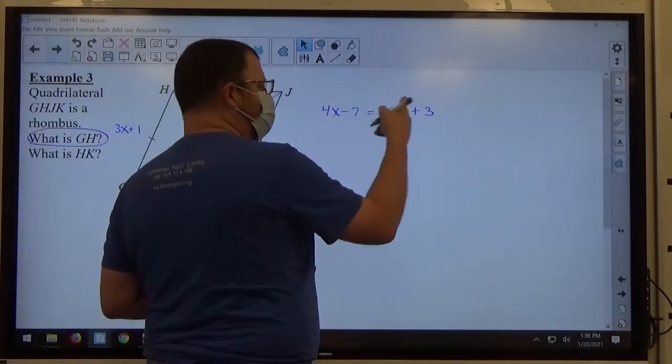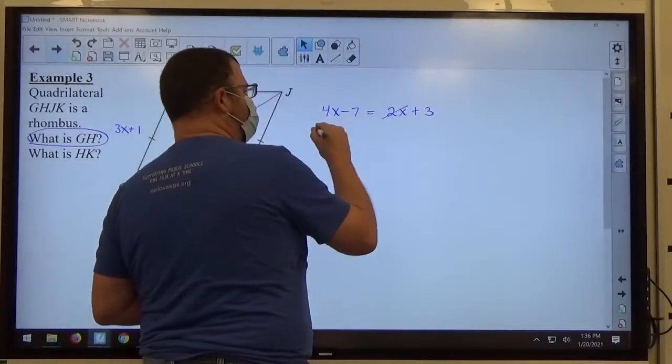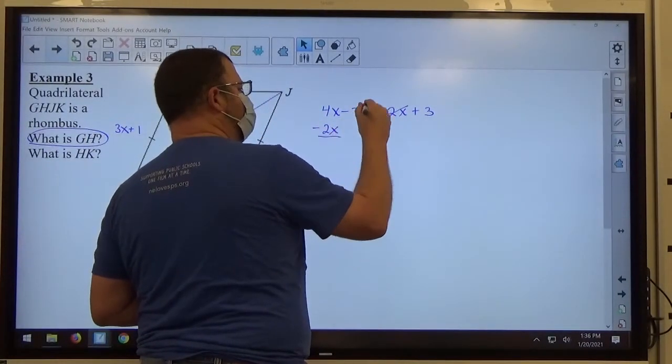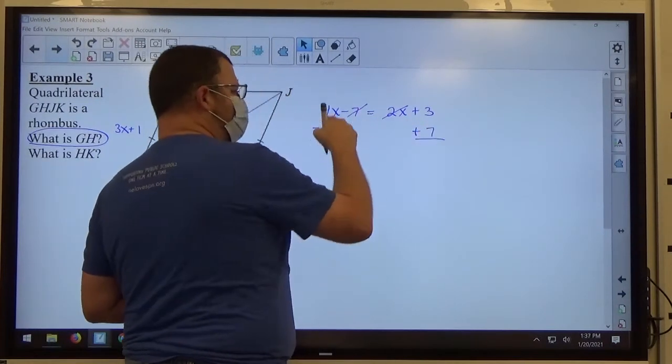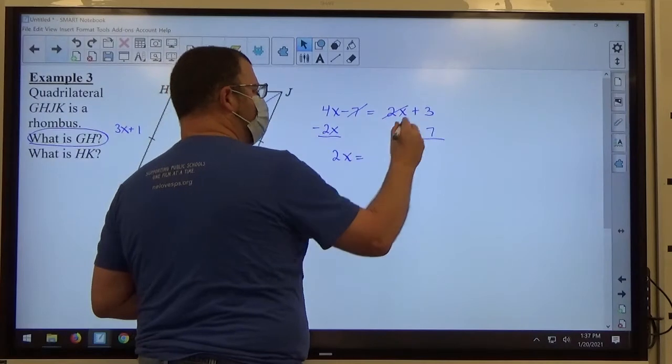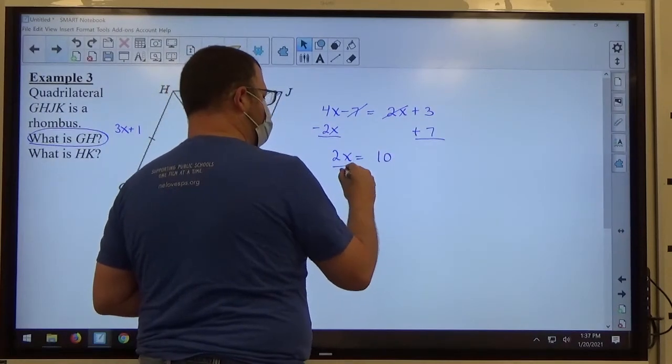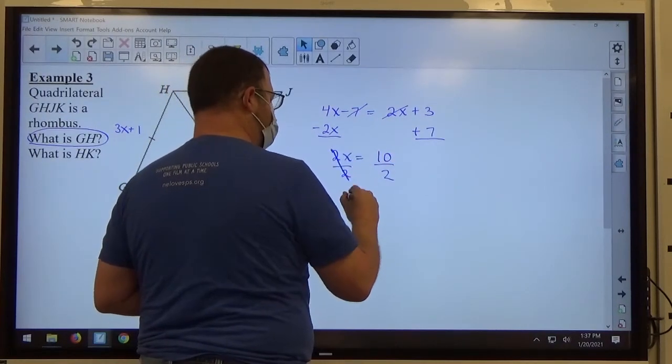I've got two x's and two numbers. I'm going to put the x's on one side. I'll take the 2x to the left, and it becomes negative. Move the 7: negative 7 to the other side becomes positive 7. 4x minus 2x makes 2x. 3 plus 7 makes 10. So divide both sides by 2, and x equals 5.